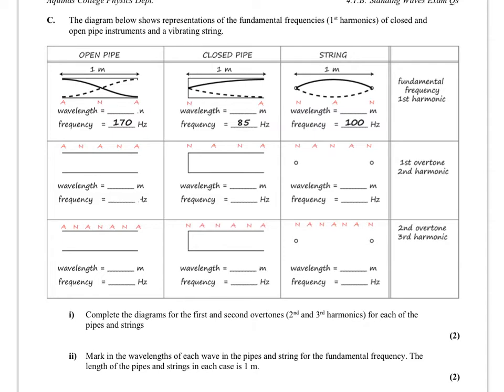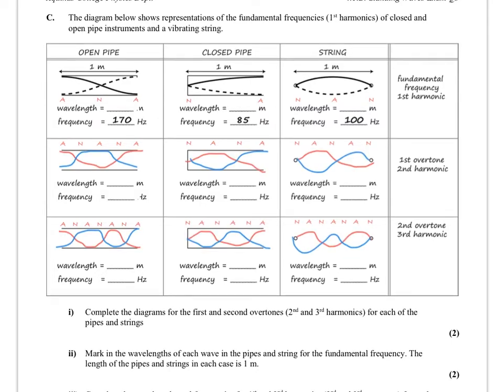For my closed pipe instruments, I'm going to start at a node. I'm going to have an antinode there and go down. Start on my node, antinode there and up. And likewise for the next harmonic, so it looks something like that. And then for my stringed instrument, something that looks like that, and something that looks like this.